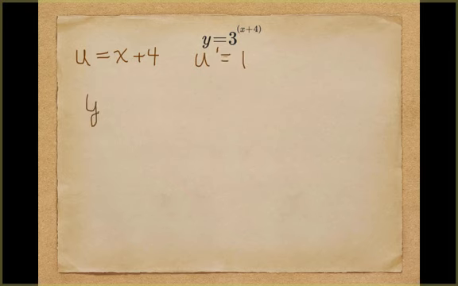So my y prime equals the natural log of 3 times 3 to the x, or 3 to the u, 3 to the x plus 4, times u prime, which is just 1 in this case. So then this is our derivative.